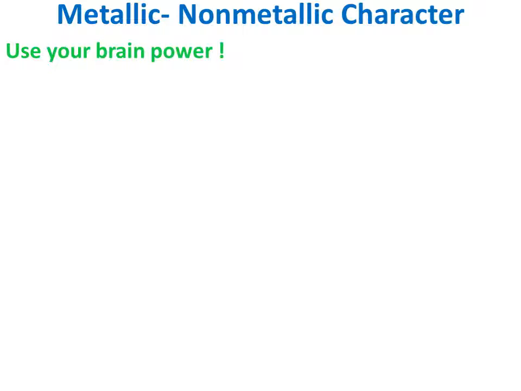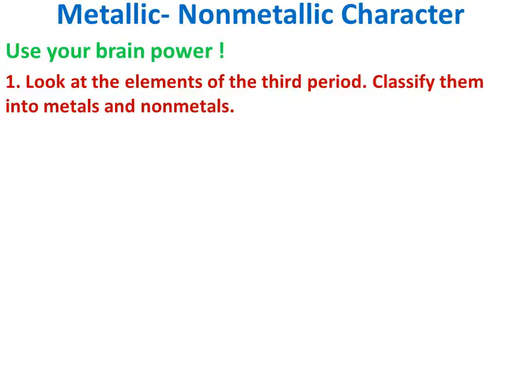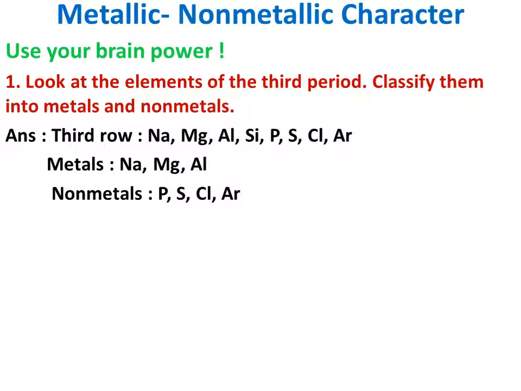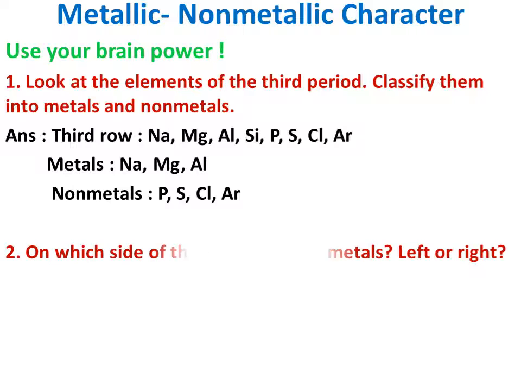Use your brain power. There are some questions. Look at the elements of the third period and classify them into metals and non-metals. These are the elements of the third period: sodium, magnesium, aluminium, silicon, phosphorus, sulfur, chlorine and argon. Metals are sodium, magnesium, aluminium. Non-metals are phosphorus, sulfur, chlorine, argon.